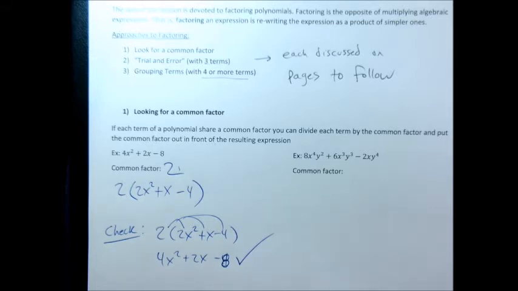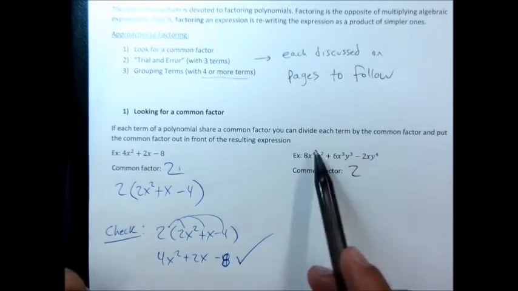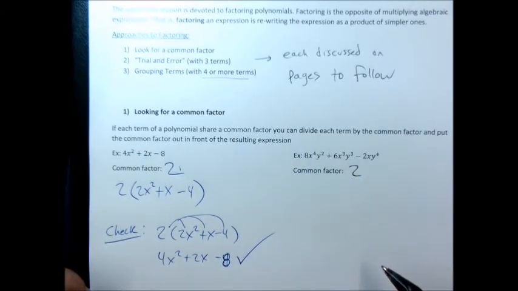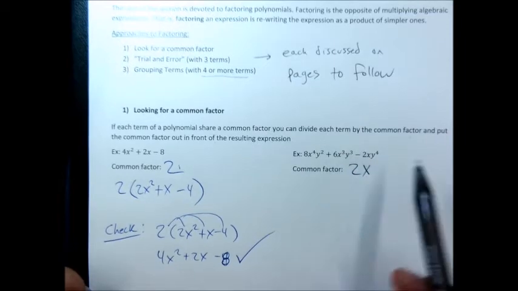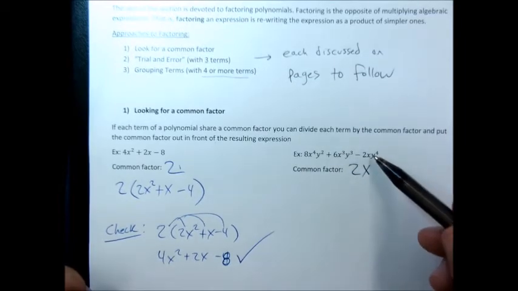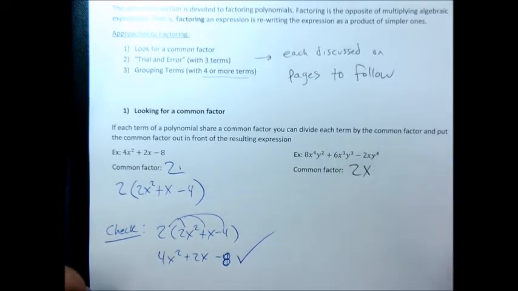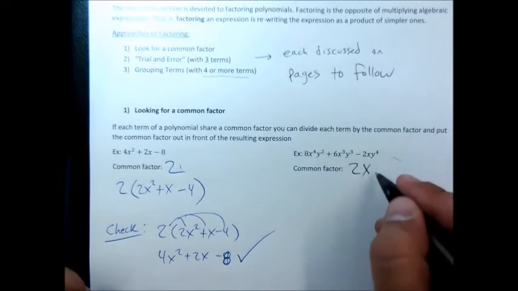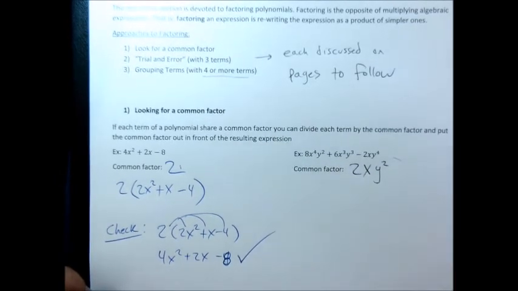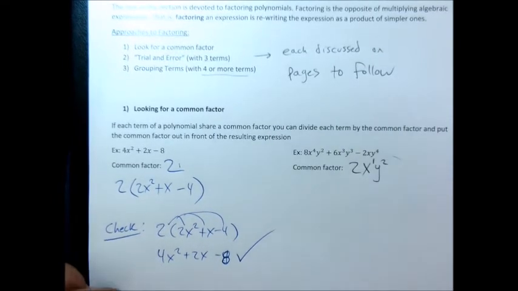What about the next one? What's a common factor in this one? So they all are divisible by 2. We've got an even for sure. I agree that x is a common factor because they all have an x, and x is the lowest power, x to the 1. What about y's, though? It looks like they all have a y, and they all have 2 y's. And so it looks to me like the common factor is 2xy squared.